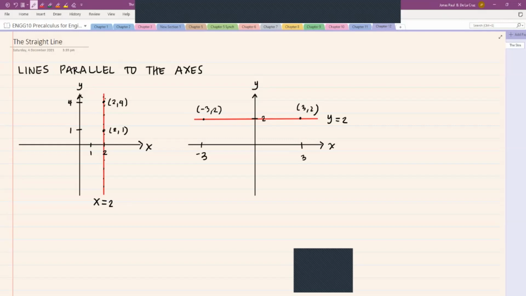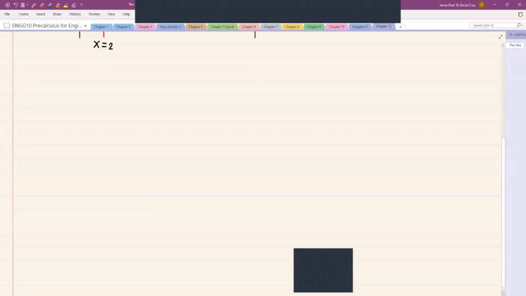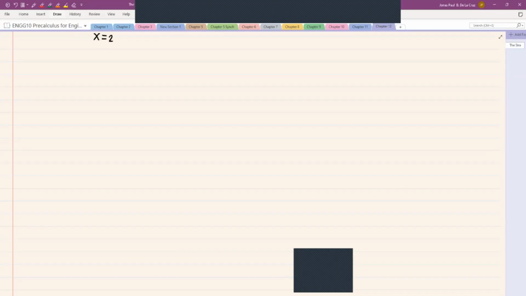Okay. So let us go to lines that are not parallel to the axis. So itong line, a straight line, is a line na merong constant na direction. Hindi nagbabago yung kanyang direction. So susunod natin na topic dito is the point slope form of a line.